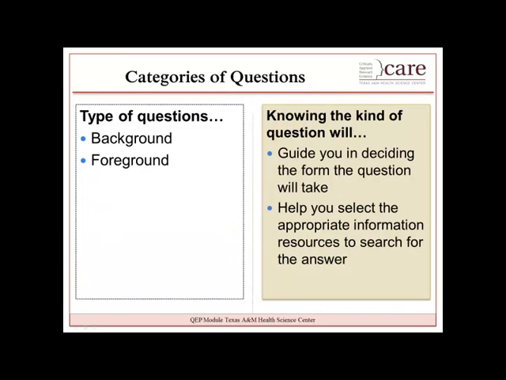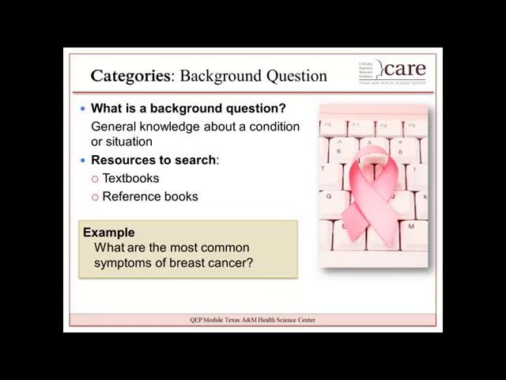Not only do we need to think about having an answerable question, but we can also categorize the question as either a background question or a foreground question. This helps when deciding what form the question will take and selecting appropriate resources. Background questions are those pieces of information that are general knowledge, questions that can be answered by searching a reference or textbook, such as, what are the most common symptoms of breast cancer?